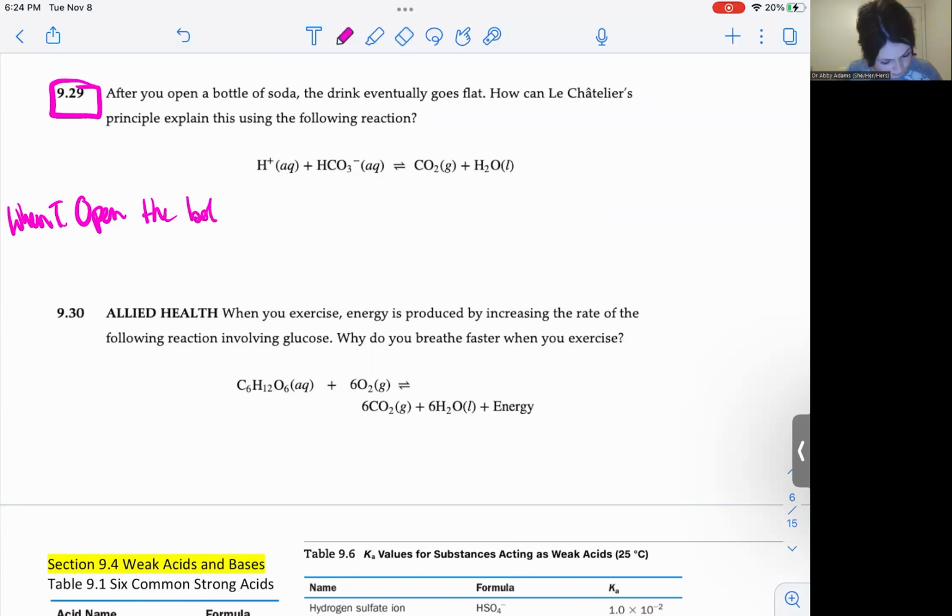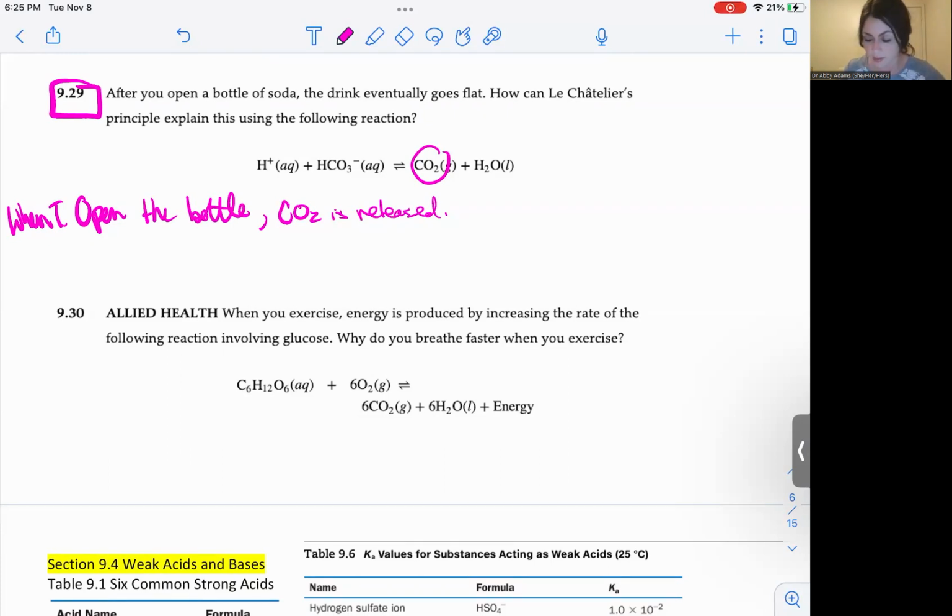Okay, when I open the bottle, you are releasing CO2. Carbon dioxide is released, right? There it is. All those bubbles, right? The spiciness, as my niece and nephew call it. So the CO2 is released.